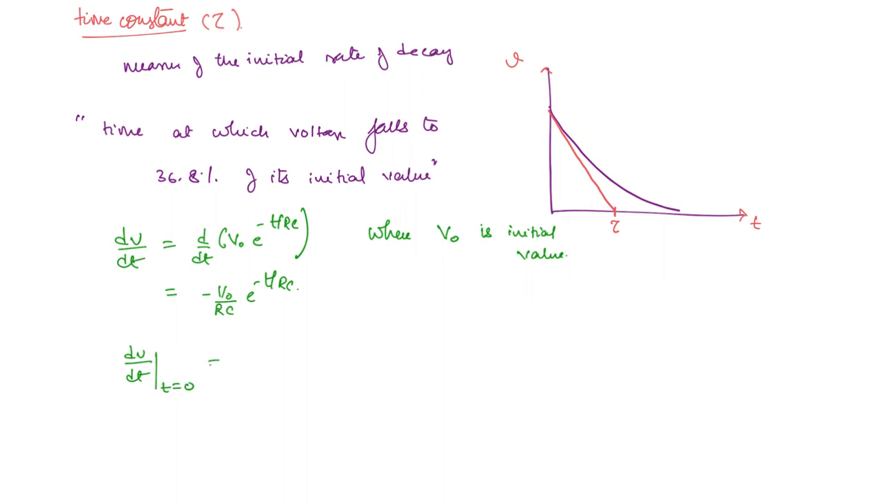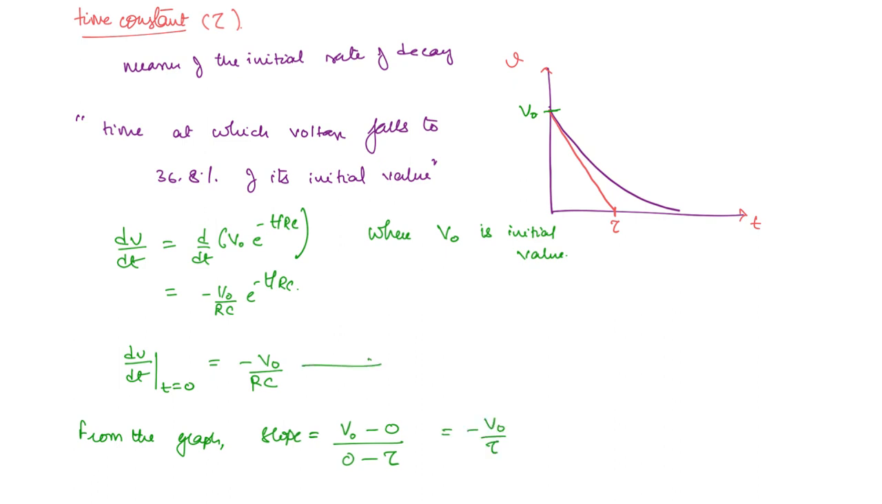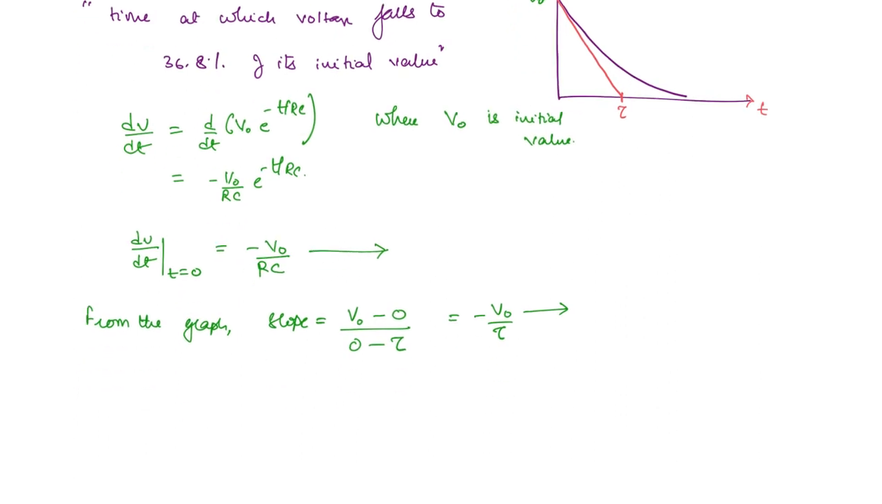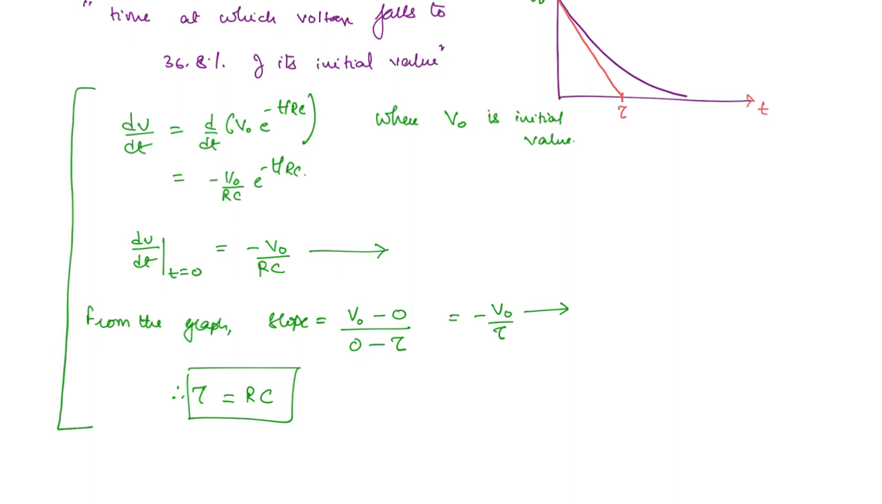Now we want the initial rate of decay, that means dV by dt at t equal to 0. What is this? Minus V naught by RC. Now from the graph, what can you get? From the graph you can get the slope as, this initial value is V naught, so V naught minus 0 divided by 0 minus tau. So this is going to be minus V naught by tau. If you compare this expression and this expression, you are going to get tau is equal to RC. This is the time constant for the RC circuit, obtained from the initial rate of decay.